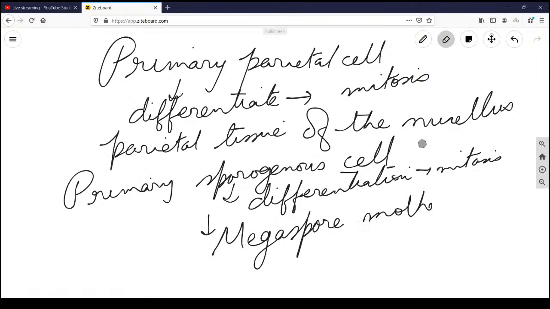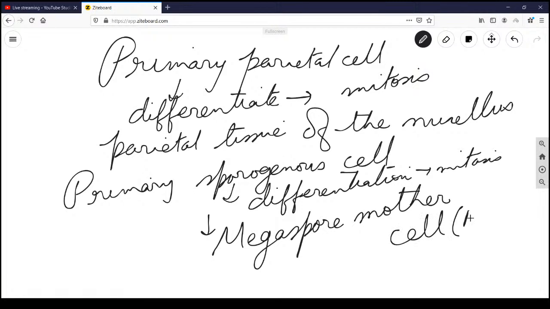Megaspore mother cell, MMC. When we write MMC, we really mean megaspore mother cell, not the microspore mother cell, right? There is a historical reason behind it. Now this megaspore mother cell is of diploid ploidy, right? Ploidy is diploid.